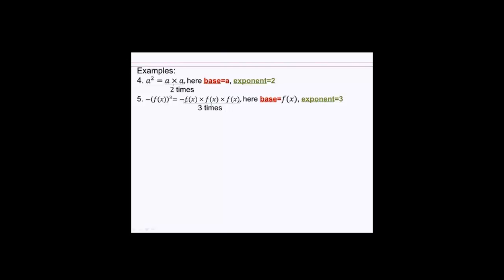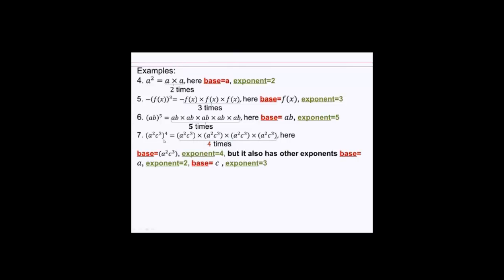So remember, take the base, 3 copies of the base, multiplied 3 times. If you do know what this symbol represents, it's a function evaluated at x. We will study this in a little bit of depth a little bit later, but the point here is simply to be able to identify what's the base and what's the exponent. Here the base is ab and the exponent is 5. Take a look at this example. Here the base is a squared c cubed and the exponent is 4. 4 copies of a squared c cubed.